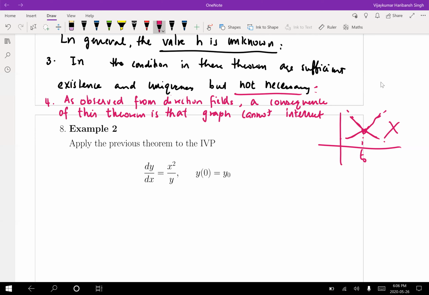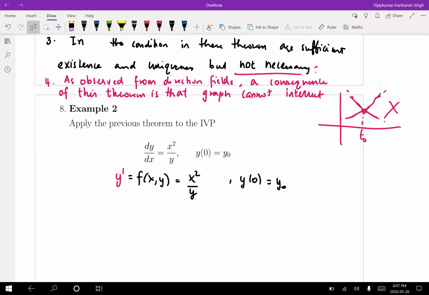All right, so let's apply this theorem of existence and uniqueness to a nonlinear first order differential equation and see what we get with it. So first of all, we have y prime. So this is your y prime. This is your f of x, y, which is x squared by y, with y of 0 equal to y naught. So now this is first order because it's the first derivative. Non-linear because it's not linear in y. You see it's 1 over y. 1 over y is not linear in y.